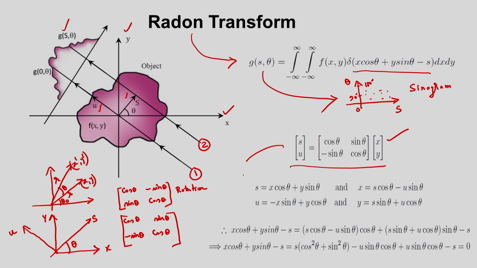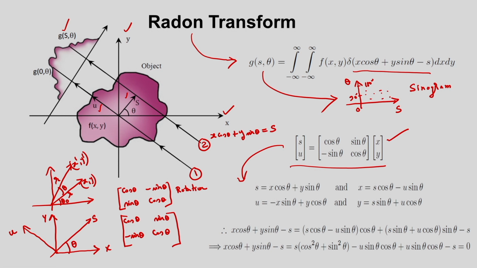From this equation you can see what the value of s will be. s is x cos theta plus y sin theta, and x is equal to s cos theta minus u sin theta, u is equal to minus x sin theta plus y cos theta, and y is equal to s sin theta plus u cos theta. Now based on this I want to verify whether x cos theta plus y sin theta minus s should be equal to 0, because you know that corresponding to line number 2, it is x cos theta plus y sin theta is equal to s. This is the equation of the second line, line number 2.